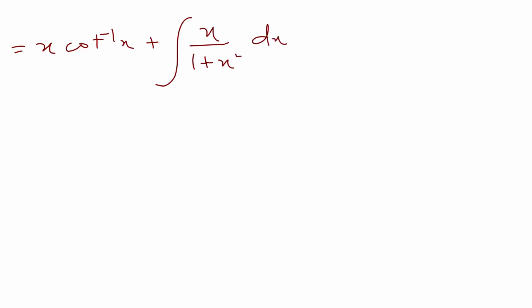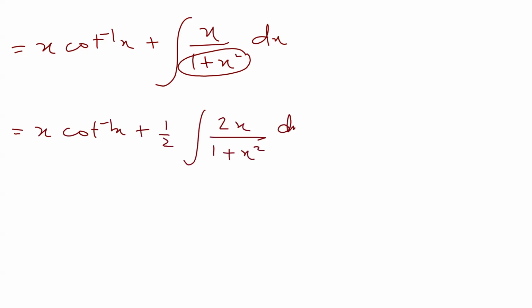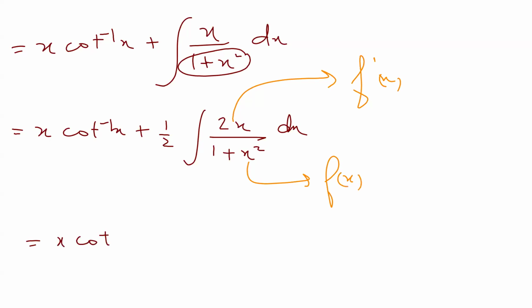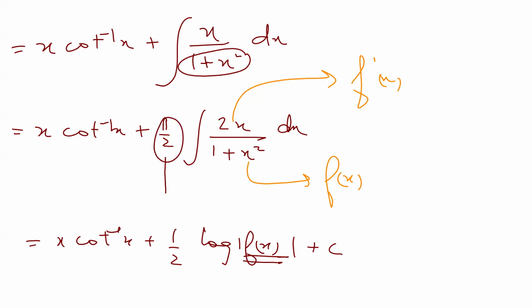dx. Now the derivative of the denominator over here is 2x, so we'll just multiply and divide with 2. x cot inverse x plus half, since this is f dash x upon f of x, log mod f of x. The value of f of x is 1 plus x square, that you can substitute over here.